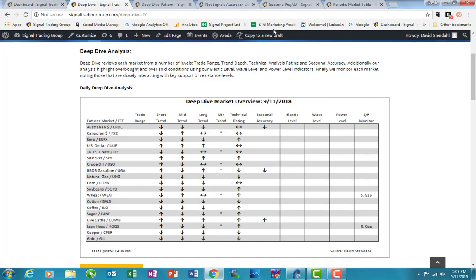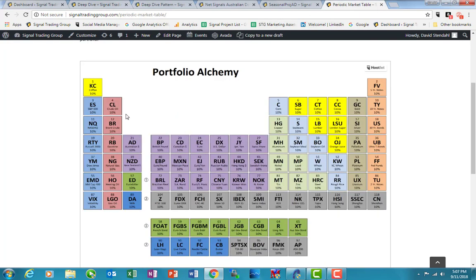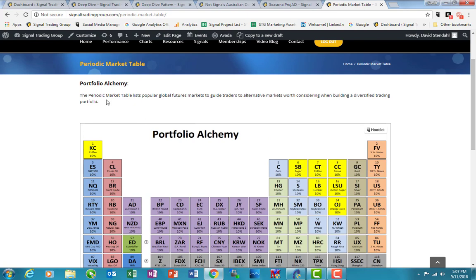Diversify. The object of this periodic market table is to really show that there are a lot of markets that are actually out there, some more liquid than others obviously, but there's plenty of markets that one could trade, and we're going to start to introduce more and more information about some of these markets, putting us in a position where we can help you diversify your trading portfolio. So that's the upshot of what the periodic market table is all about.